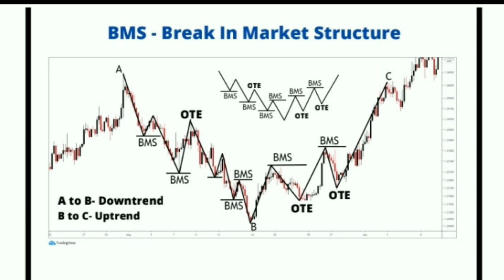In this live example, the market is moving on the left hand side from A to B in a downtrend and from B to C in an uptrend. And you can see the BMS written, that is break in the market structure. So OTE are the places where you can place the sell trade and buy trade according to the trend.